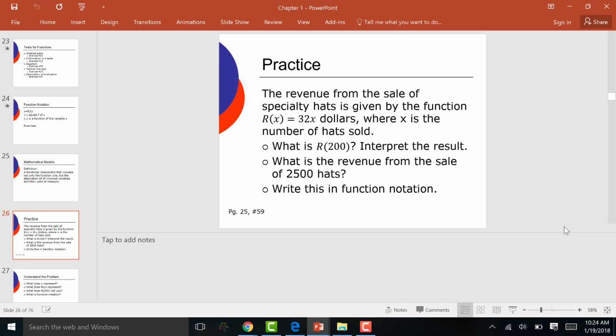Now, is R of X the same thing as the Y or the output? Say yes. Yes. Remember in the previous slide it said Y equals F of X? The output is always equal to whatever this is. If it says T of X, P of X, Q of X, W of X, R of X, that's always the output. So how do I figure out what my output is? Multiply by 32 every single time.